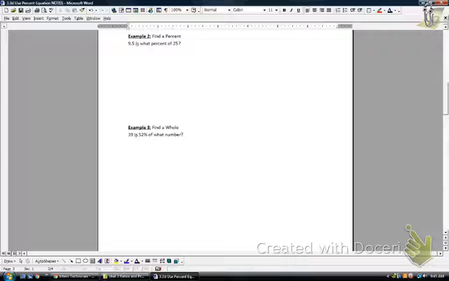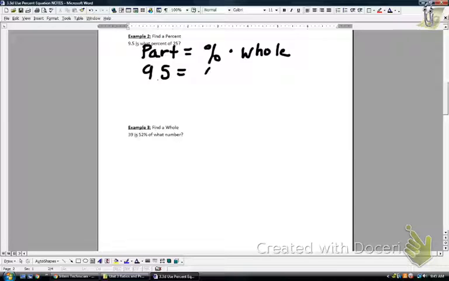All right, so our next example says find a percent. 9.5 is what percent of 25? So again, I'm going to start with my equation. Part equals percent times whole. All right, and then the part is 9.5 equals the percent that I don't know. So that's going to be my x times my whole is 25. Now I have an algebraic equation.